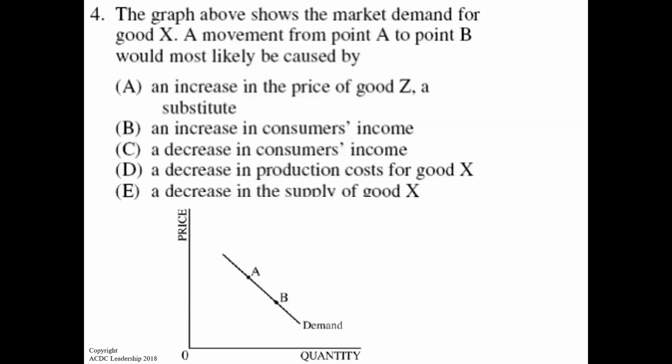Decrease in the consumer's income. Isn't that the same thing as B? Just the other way. A, B, and C are gone. Why'd you pick B? Because it's an increase in consumer's income. Okay, so if there's an increase in consumer income, we're going to go from here to here. We don't want that. If it's a decrease, we're going to go that way. We don't want that.